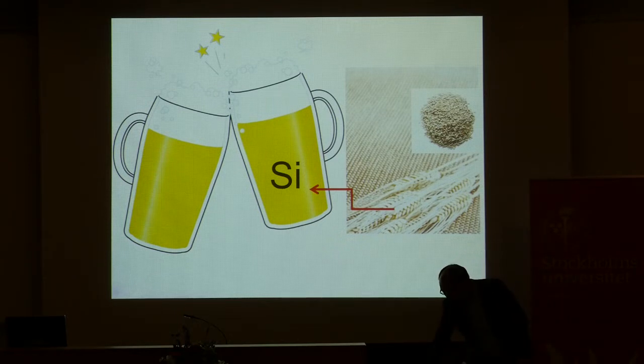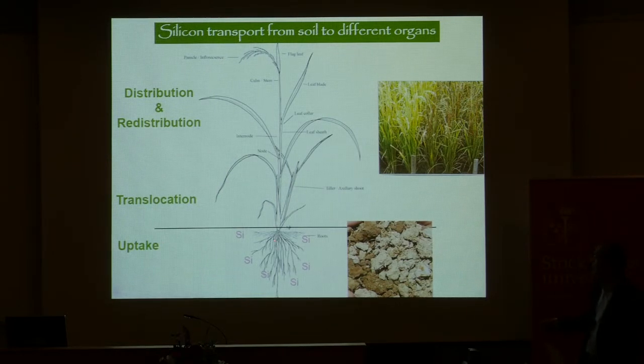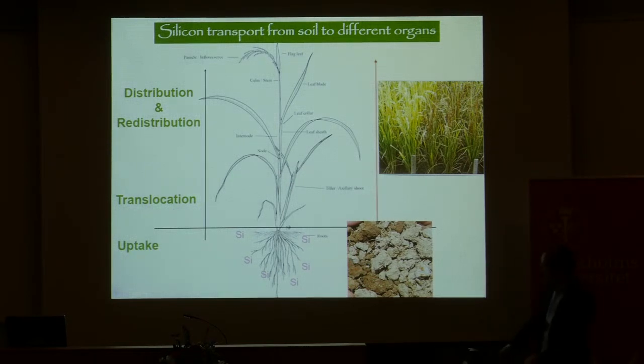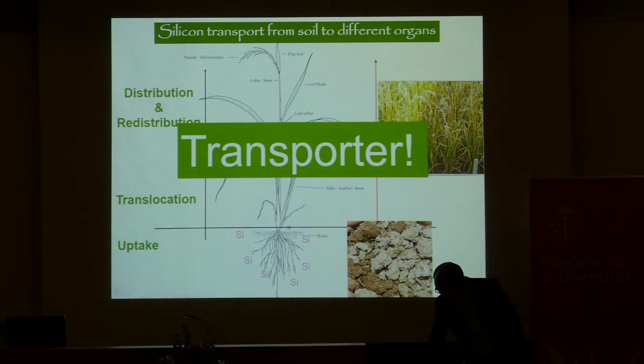So this means that silicon, silicic acid in soil, must be taken up by the root and then translocated from the root to the shoot and finally distributed to different organs. All this process actually needs different transporters. Without these transporters, silicon in soil cannot be transported from soil to different organs.